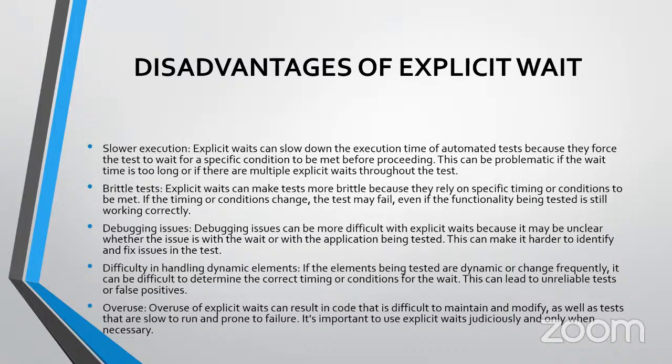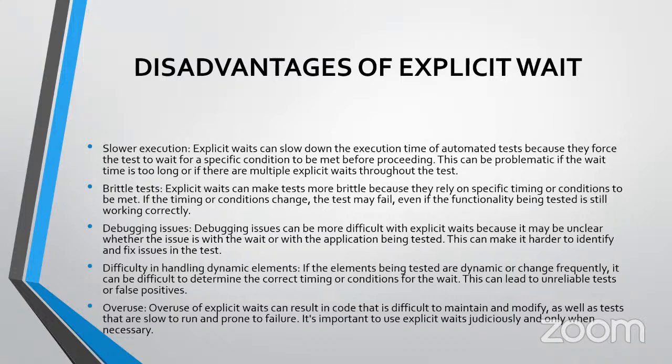One of the disadvantages we also have with explicit wait is difficulty in handling dynamic elements. So if the elements being tested are dynamic or change frequently, it can be difficult to determine the correct timing or condition for the wait. And this can lead to unreliable tests or false positives.